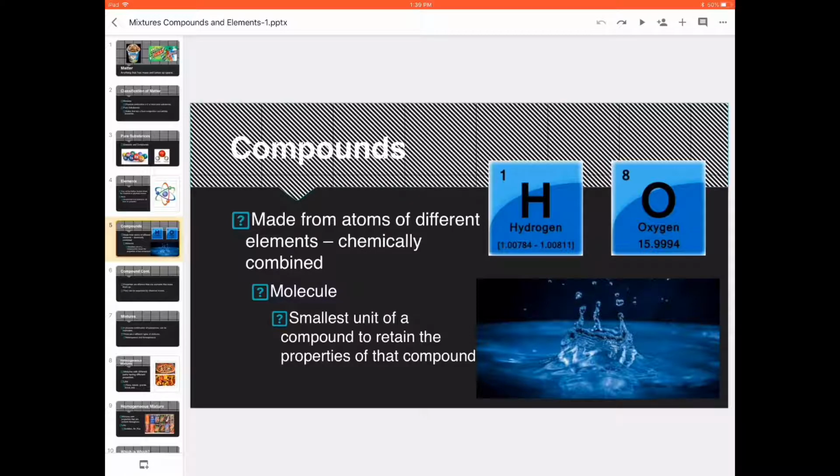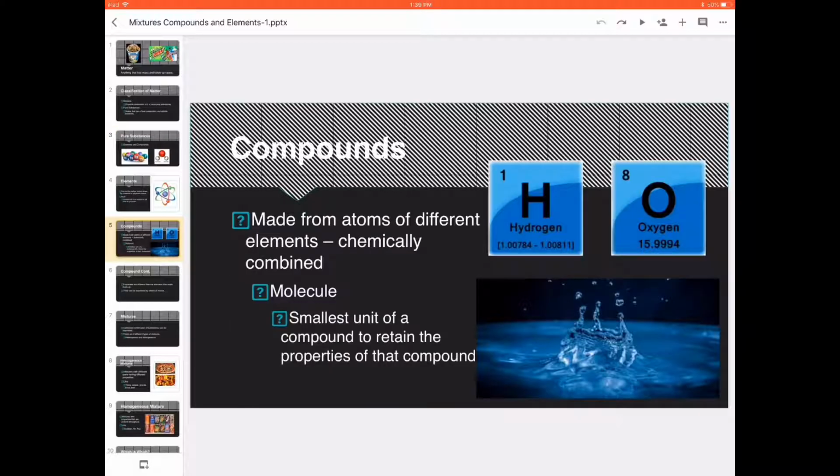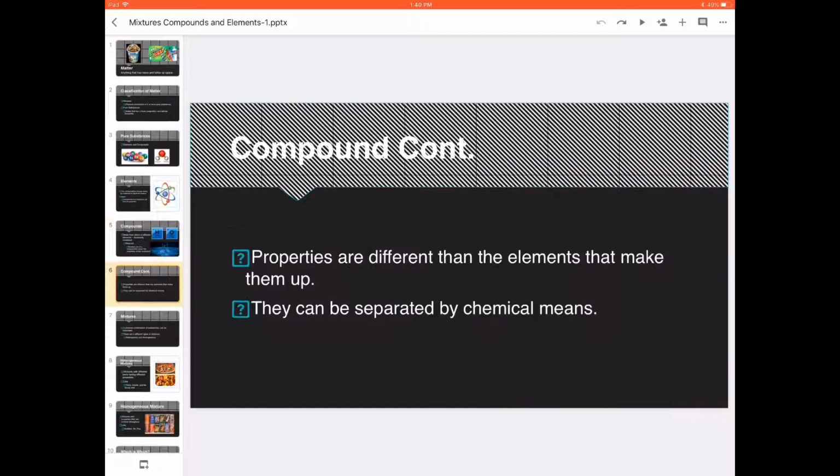Compounds, these are made up of atoms of different elements and are chemically combined. So if we take a look back at this molecule of water here, we have 2 atoms of hydrogen to 1 atom of oxygen that makes up this molecule of water. And molecules are the smallest unit of a compound in order to retain its properties. So, like I have been saying, 2 atoms of hydrogen to 1 atom of oxygen make up 1 molecule of water.